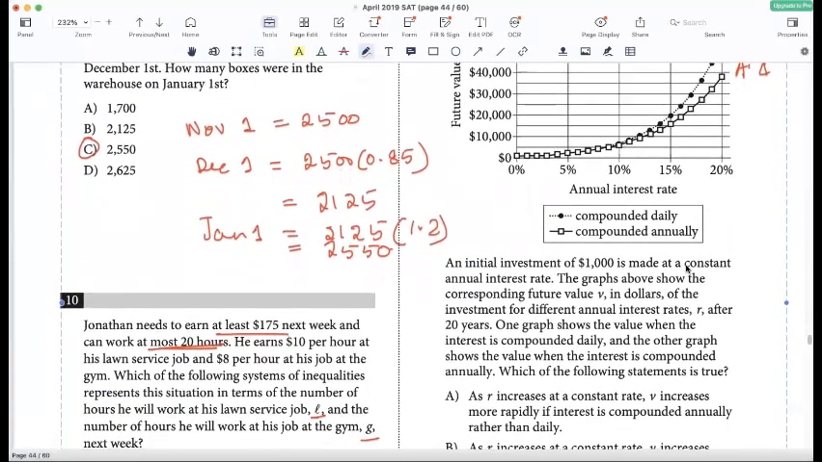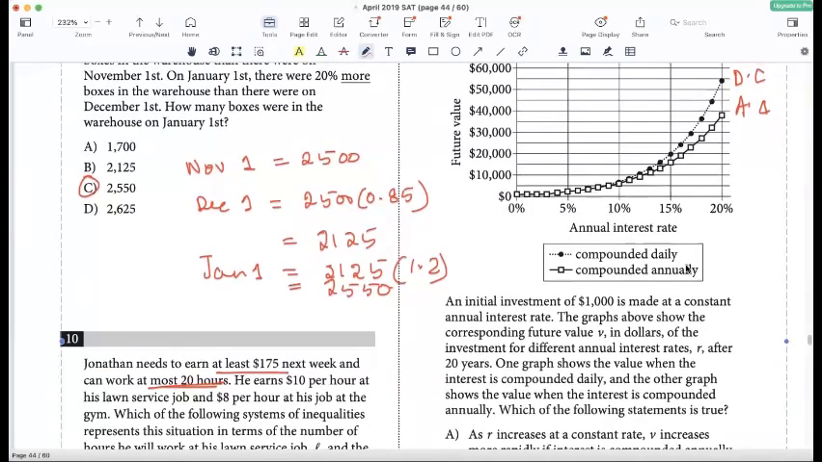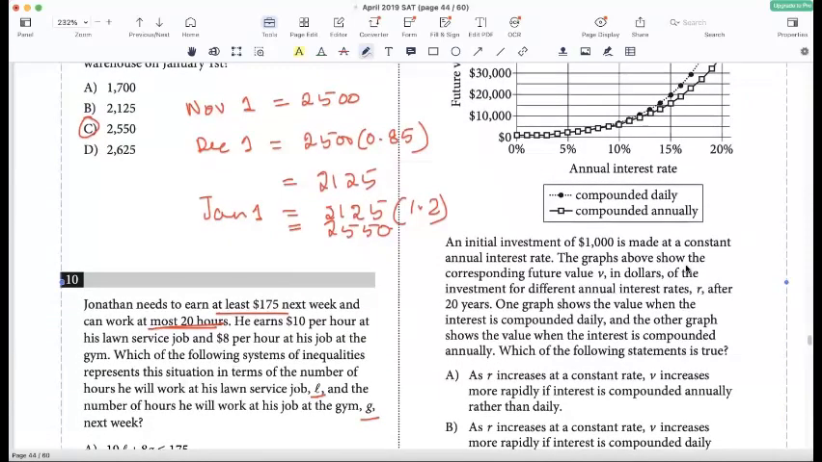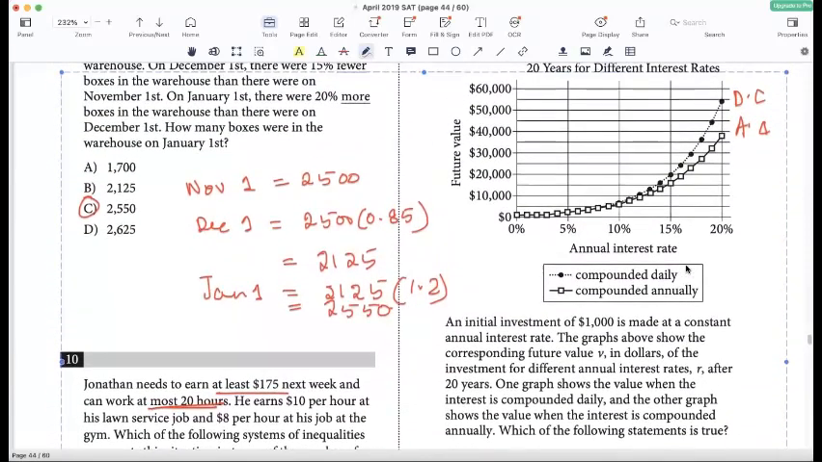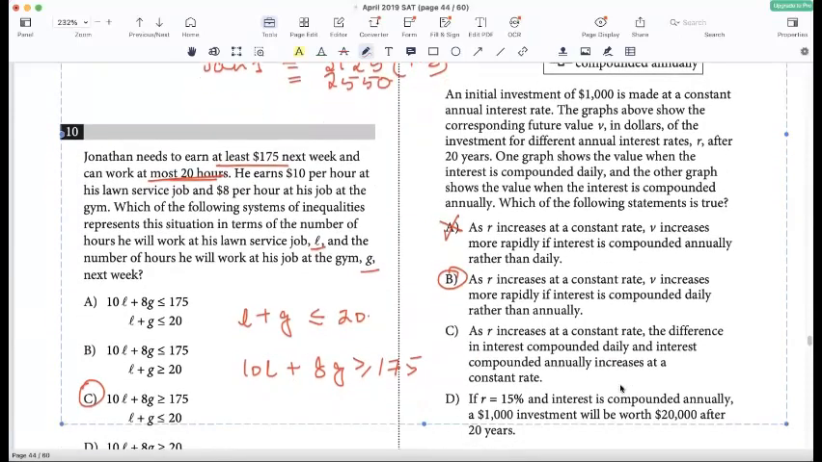As R increases at a constant rate, the value V increases more rapidly if interest is compounded annually rather than daily. So you can see that it increases more rapidly when the interest is compounded daily. So it's not A. As R increases, V increases more rapidly if the interest is compounded daily rather than annually. So it's B. As R increases at a constant rate, the difference in interest increases at a constant rate.